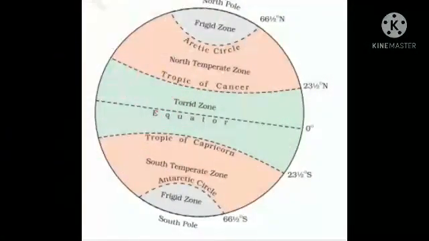And latitude lines, the imaginary lines drawn on the globe, are most important while studying the geography of any country, as the climatic zones of the Earth. These lines divide our Earth into different climatic zones. Number 1 is the torrid zone, 23.5 degree north to 23.5 degree south. That area is called the tropical zone.